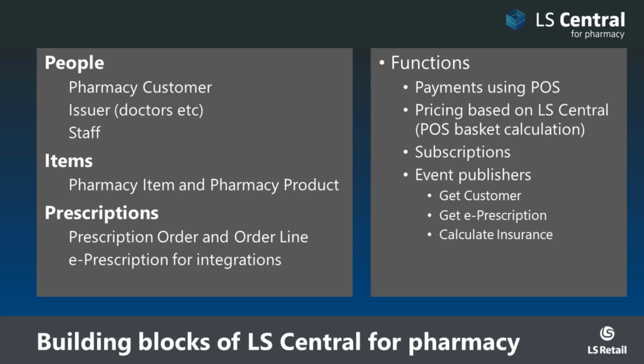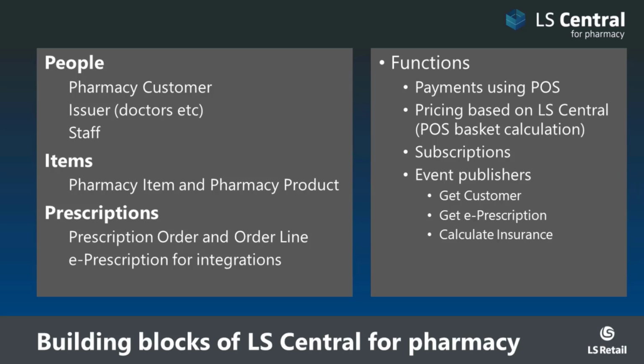And one of the most important parts of the building blocks are the event publishers, which is kind of the building block for the local integrations, where we can publish events where the local integrations subscribe to. For example, you subscribe to the customer event to look up in the national registry or the customer database of that country. You subscribe to the e-prescription event to download a list of e-prescriptions for a customer.